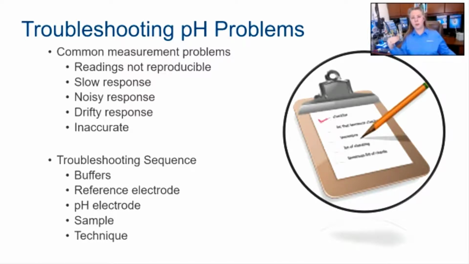Then your sample. How was your sampling taken? Did your sample sit out in the open air for a long time between the time you took it and the time you measured it? Because CO2 from the air can impact your sample. Was sterile measuring done? Is there any potential that contamination happened during that? Because contamination can also impact your pH.